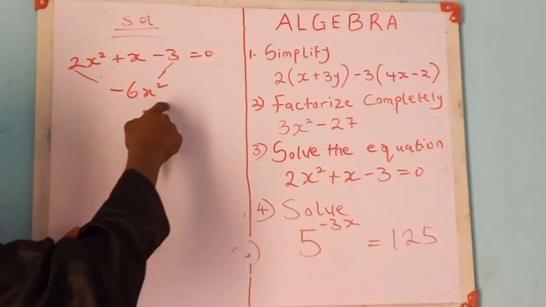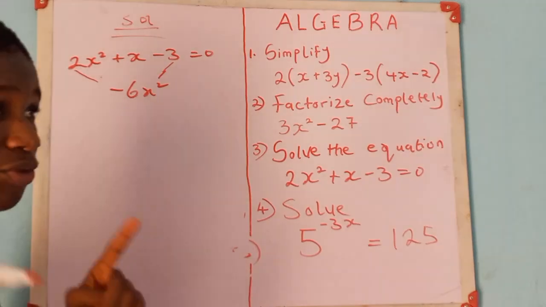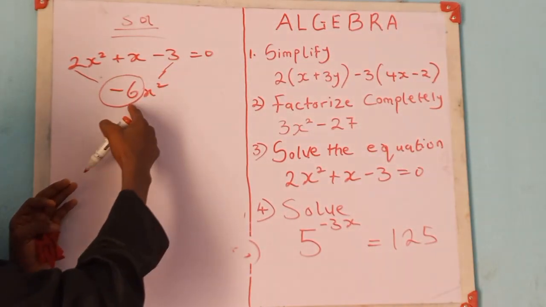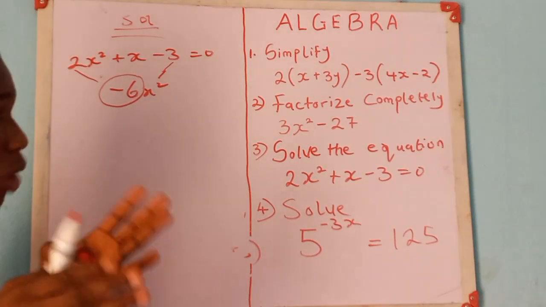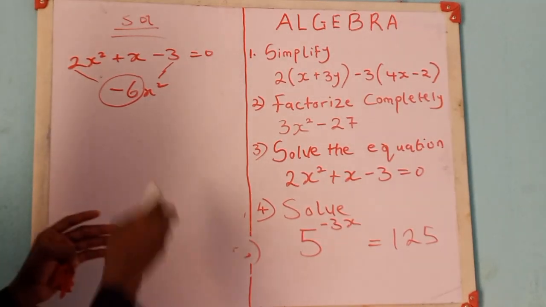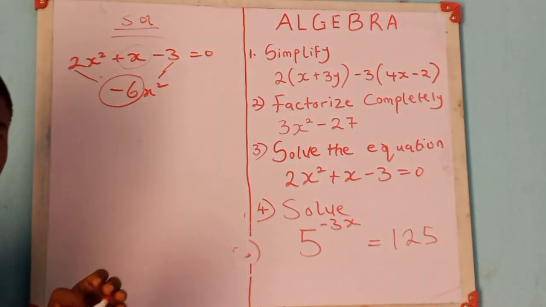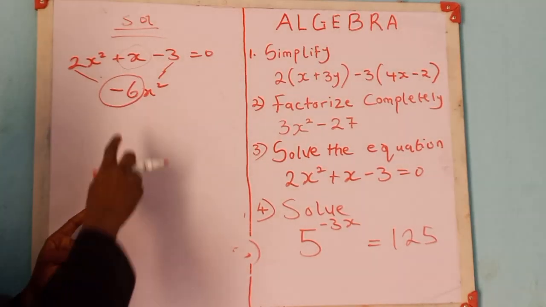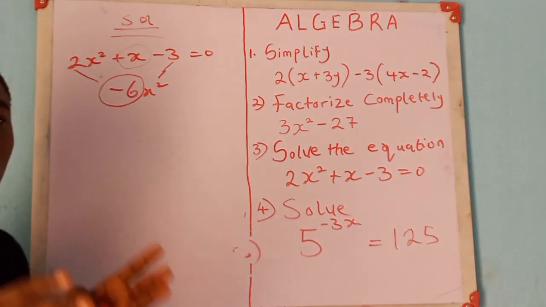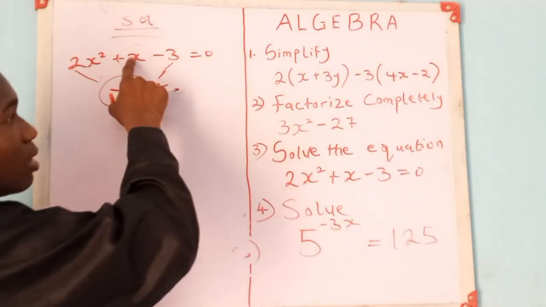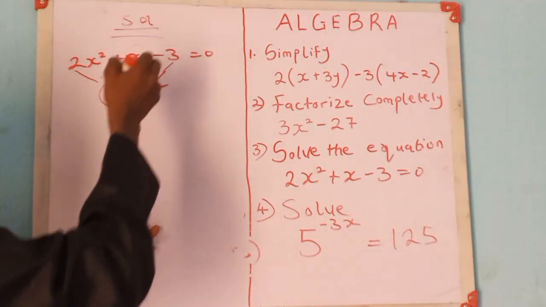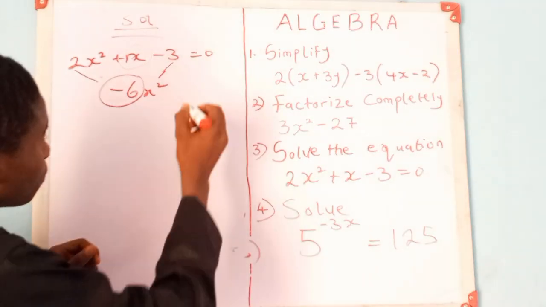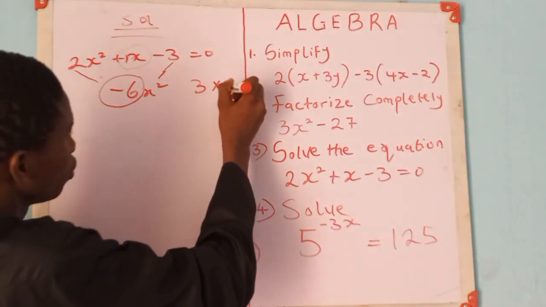So you're going to be getting a negative 6x squared. Now, what you're looking for is two numbers that you can multiply to get this, and that you can also add to get this. You need two numbers that, when multiplied, give minus 6, and when you add or subtract them, give 1. That's the coefficient here, which is 1. So that's what we are looking for. What are these two numbers that can actually work? 3 and 2 can actually work.